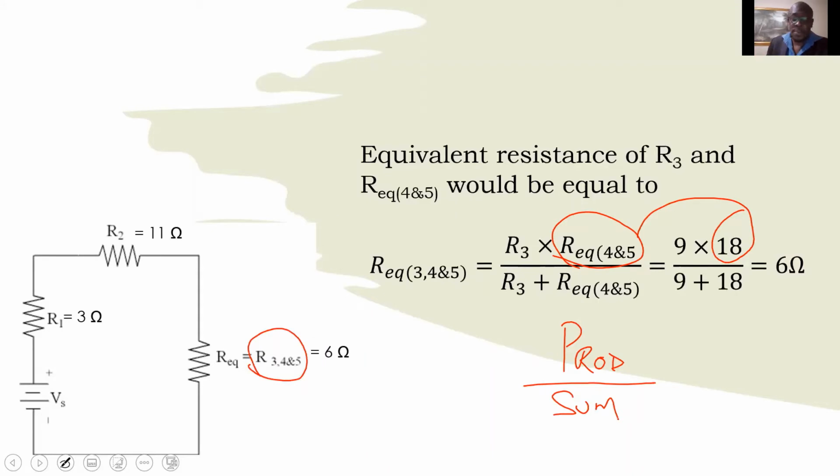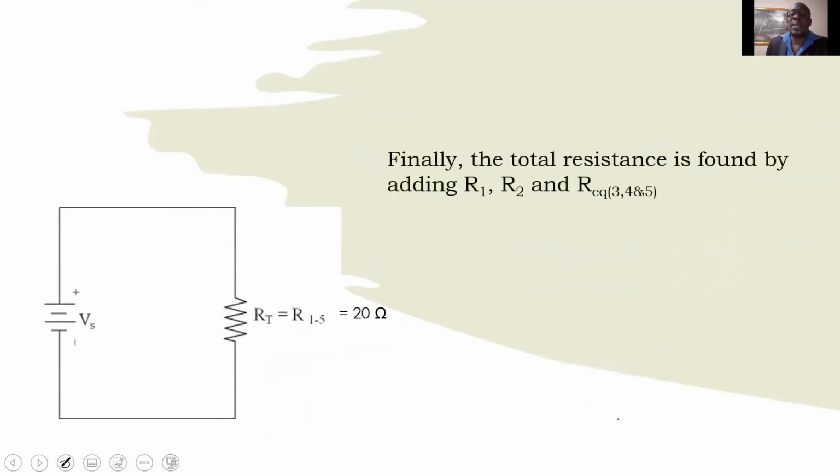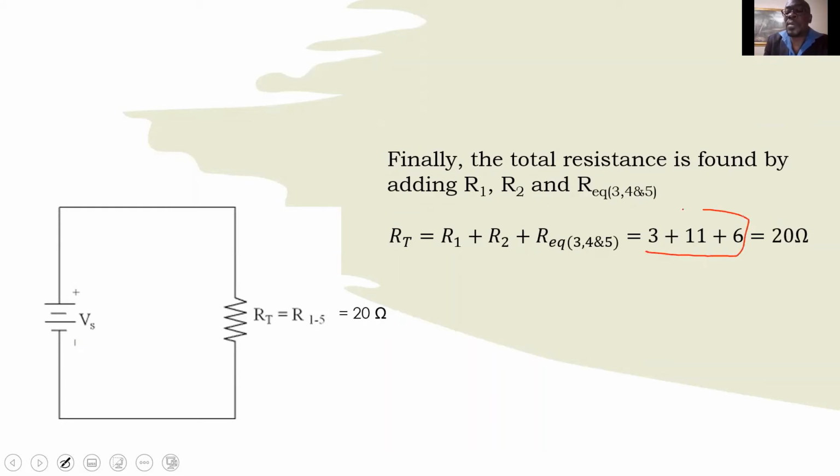And then finally, we have all 3 resistances now in series, and so we will add them to give us the total resistance for the circuit, which is 20 ohms. Now, the key to circuit reduction is that with each resistor combination that we reduce to find an equivalent resistance, we have to redraw the circuit.